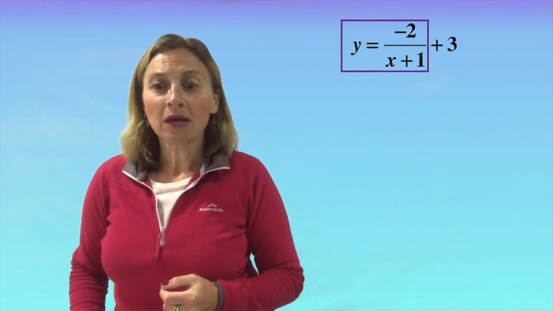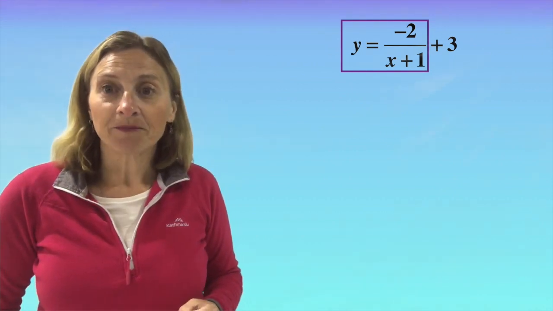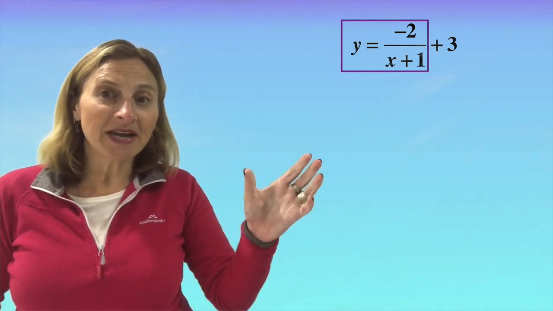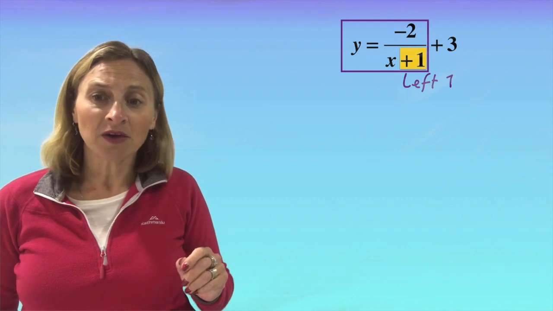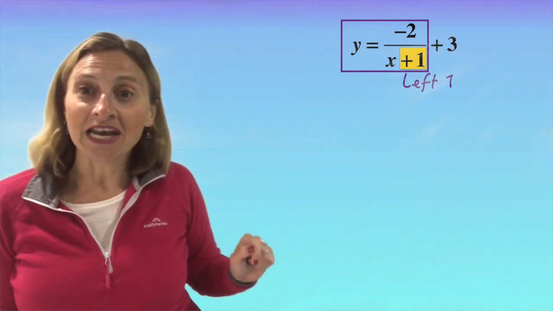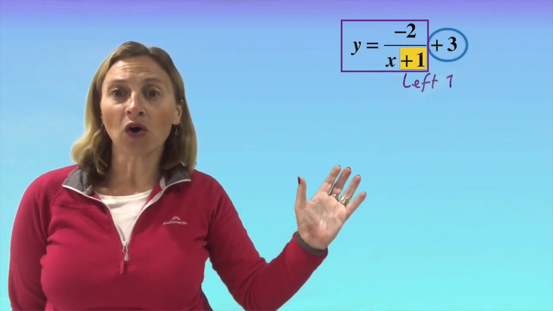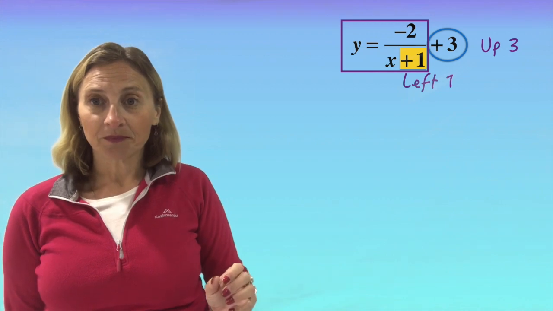Here we have y equals minus 2 all over x plus 1, plus 3. So what do we have? We have our basic curve. Be careful, this time it's a minus. And what do we know about the graph? We know that it's got a plus 1 attached to the x. That means it's going to move left 1. And then we have our plus 3, which moves the whole graph up 3.